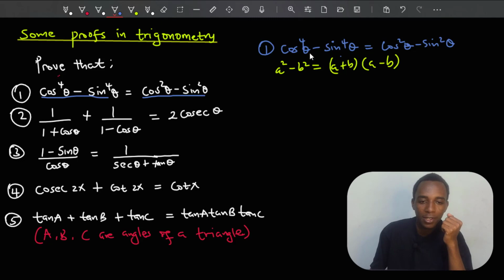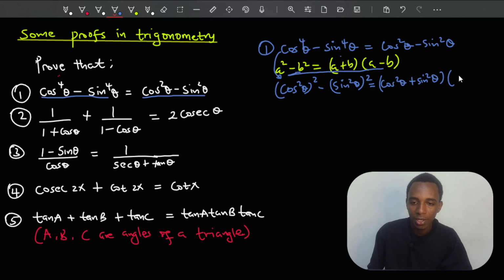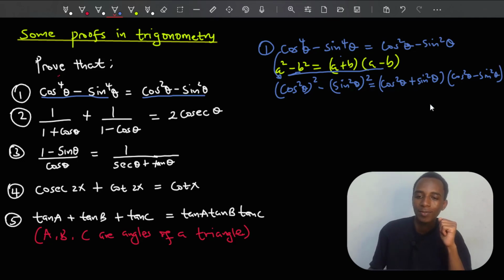So what I have here, I can translate this as follows. I can write this as cos squared theta, squared. So 2 times 2 is actually 4, so I haven't changed anything here. Minus, so I'll also write sine squared theta, squared. Okay, this is nice. Now, if you compare this with the difference of two squares that I have up here, I can write this as cos squared theta plus sine squared theta. So you can take this as A and this as B. So you have A plus B, and then I have cos squared theta minus sine squared theta.